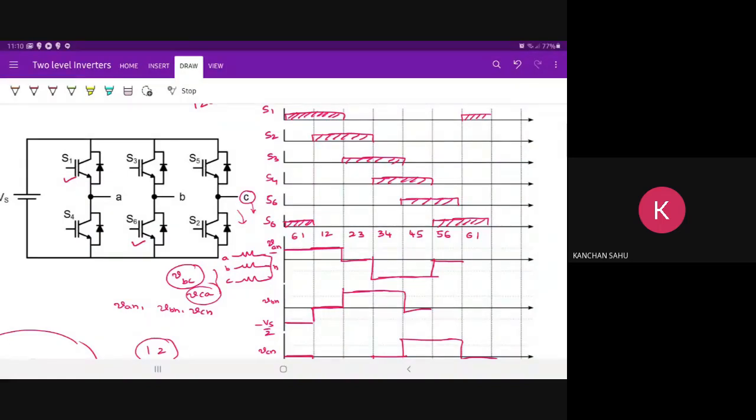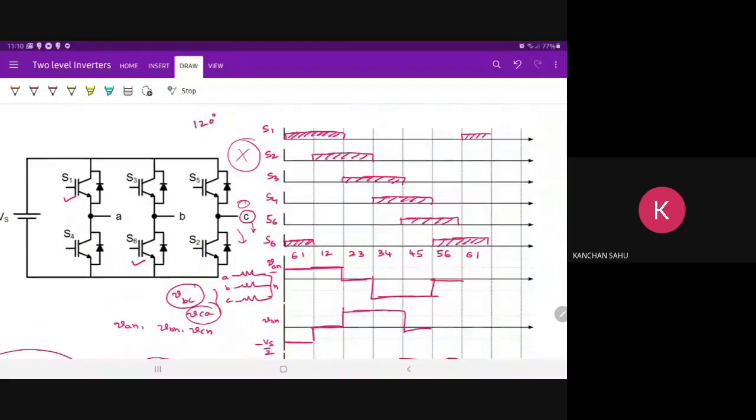suppose in the first 60 degrees, this C phase is not connected, right? In the next 60 degrees, the C phase is connected. If the load is highly inductive and you try to interrupt that inductive waveform, a large spark will occur, right? If you try to interrupt inductive loads, large sparking will occur. So therefore, we normally avoid this 120-degree mode of operation.